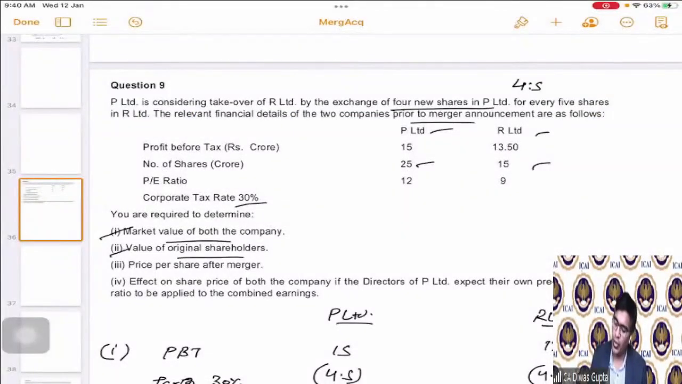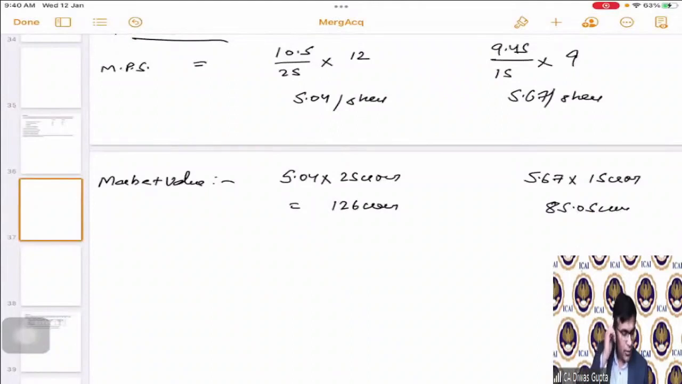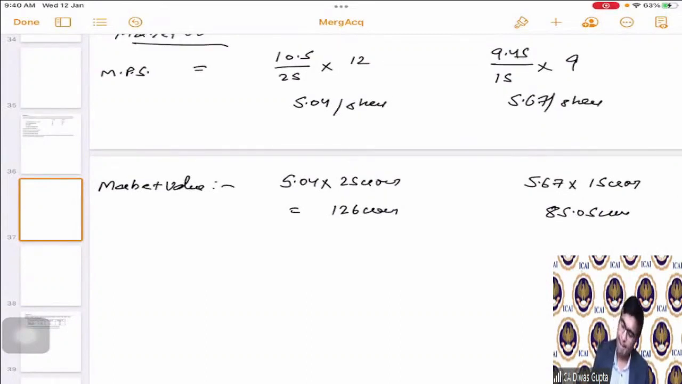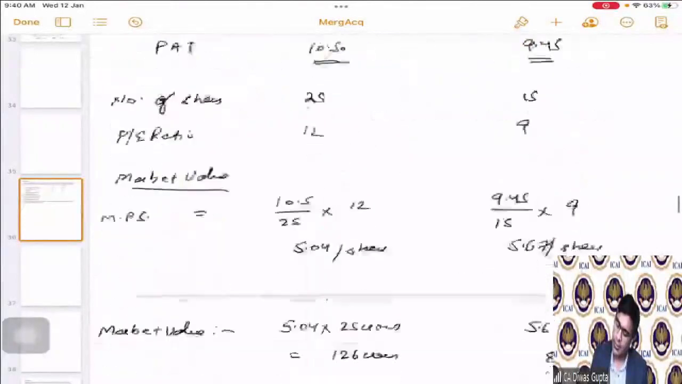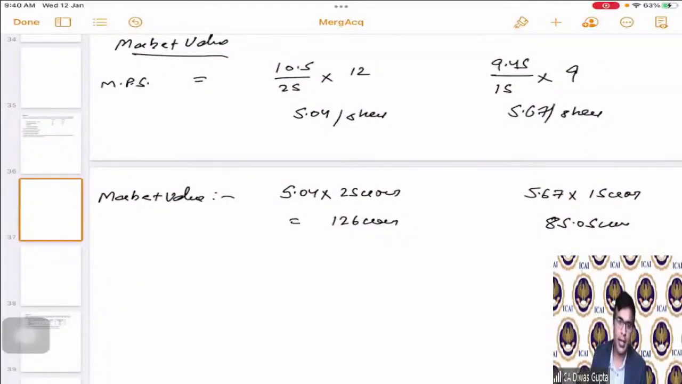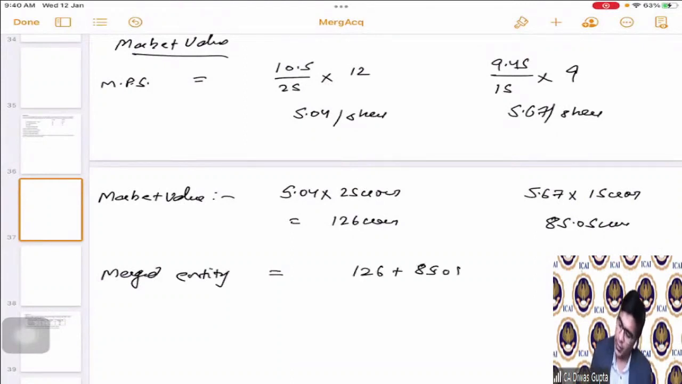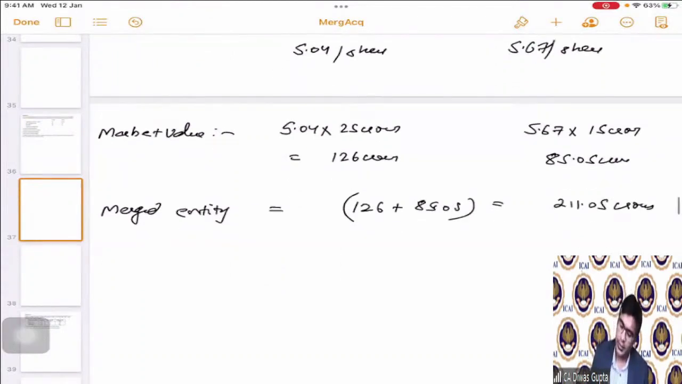Second one is value of original shareholders. Now what they are asking is the value of the original shareholders. See, first of all, we have independently calculated the market value of both the companies. Can we calculate what is the merged entity value? 126 plus 85.05. This is how much? 211.05 crores. Correct?